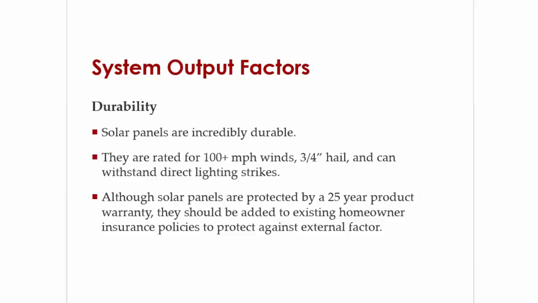Durability. Solar panels are incredibly durable. They are rated for 100 plus mile per hour winds and 3/4 of an inch hail balls and can withstand direct lightning strikes. Although solar panels are protected by a 25-year product warranty, they should be added to existing homeowner insurance policies to protect against external factors.